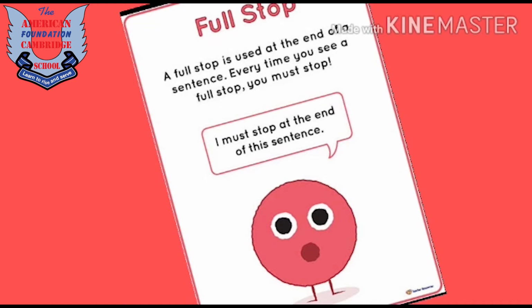You all know that whenever a sentence is ending, we'll always put a full stop. See, the full stop is standing there, the red one with a face. The full stop is also saying for itself, I must stop at the end of the sentence. So whenever a sentence is ending, you're going to put a full stop. At times, full stop is also referred to as a period. All right, so that's it about full stop. It's pretty easy.